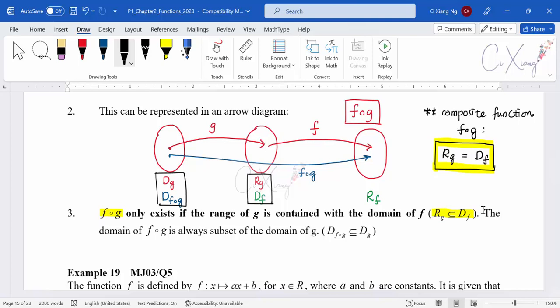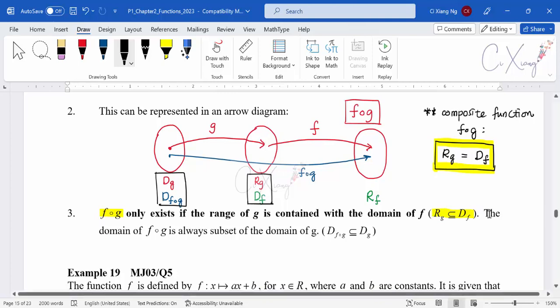Then for the next video, we will proceed to the questions related to the domain and range of composite functions. So let's have a look at example 19.